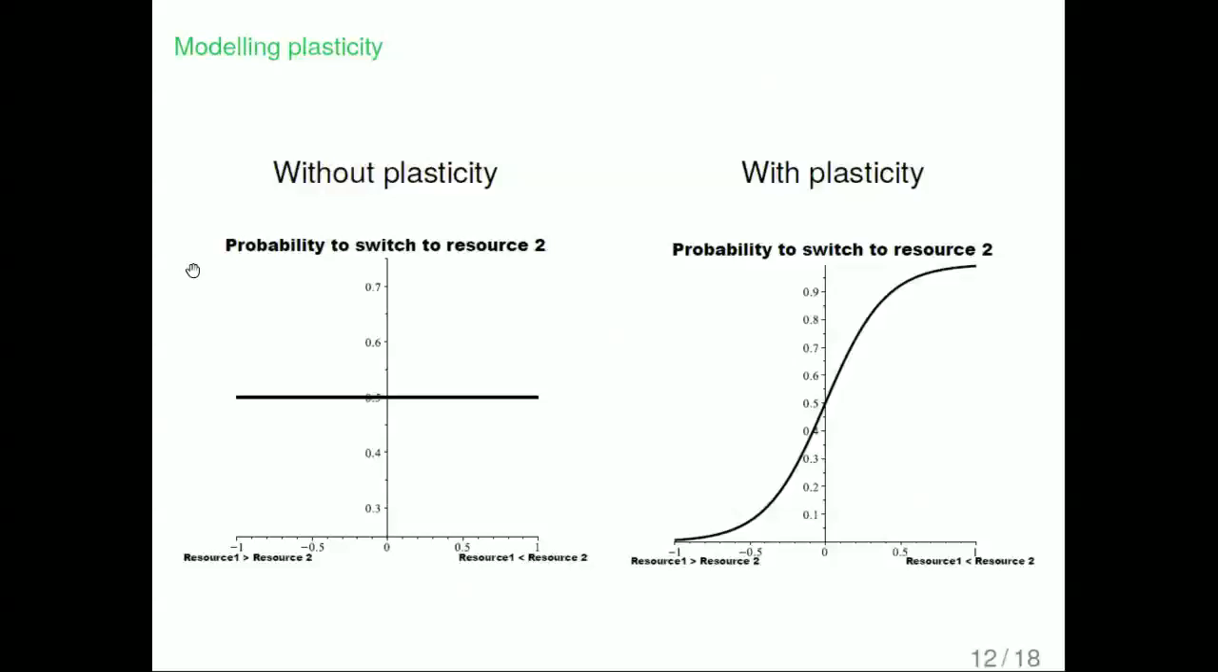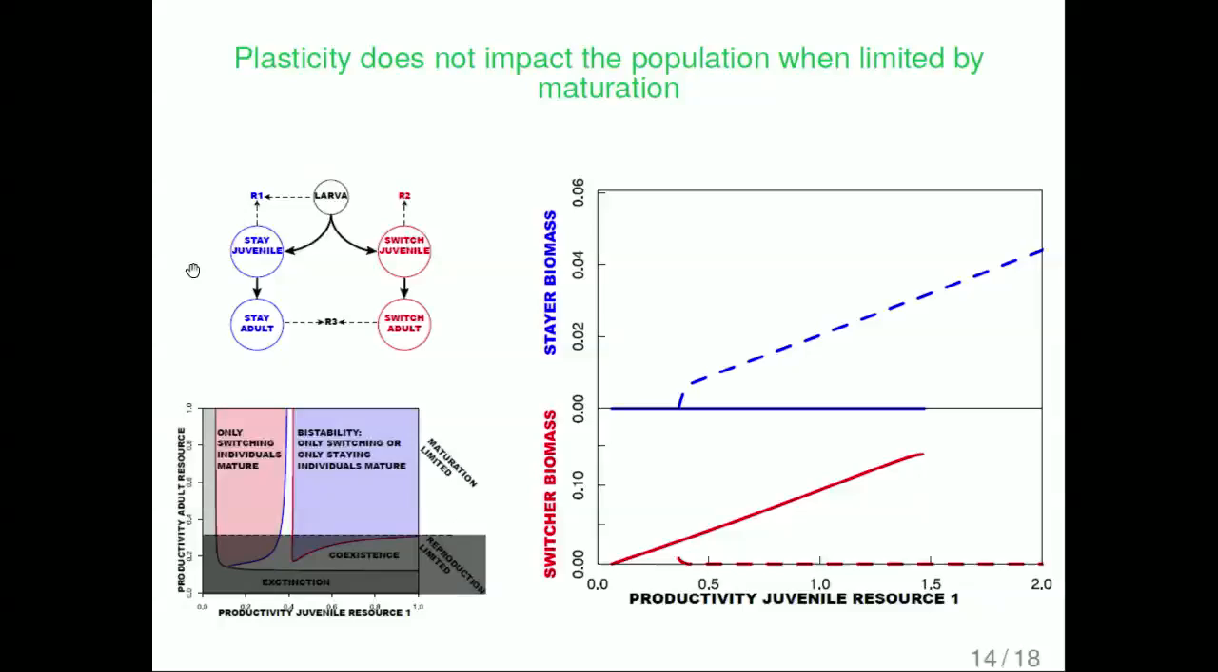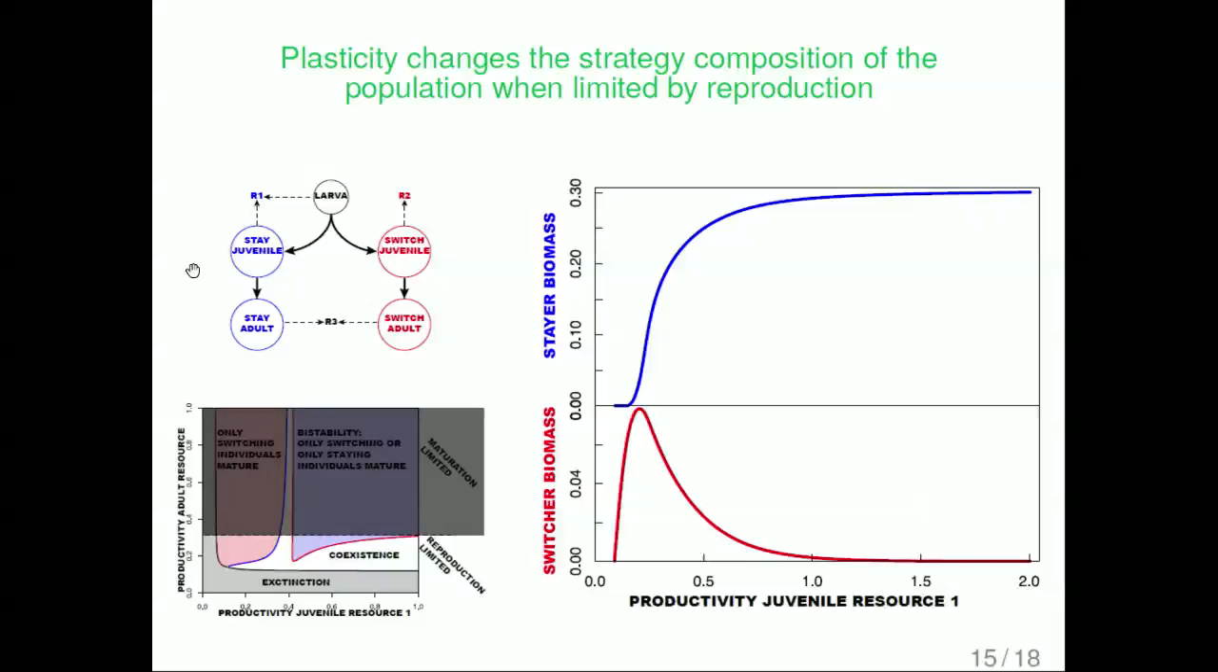So what's happening if I look at the same pictures? I try to look at what's going to happen at equilibrium to the population when I change the productivity of the first juvenile resource and also the productivity of the adult resource. It looks like nothing's happening. It's not exactly the case. If I look at the upper part, so high productivity of the adult resource, so a lot of reproduction, a lot of competition in the juvenile stage, yeah, that's true, nothing's happening. It's exactly the same situation. Two different equilibria, and that will depend on the productivity of the first juvenile resource and on your strategy. But now, if I look at the lower part of my figure, which is very low productivity for the adult resource, so low reproduction, not much competition in the juvenile stage.